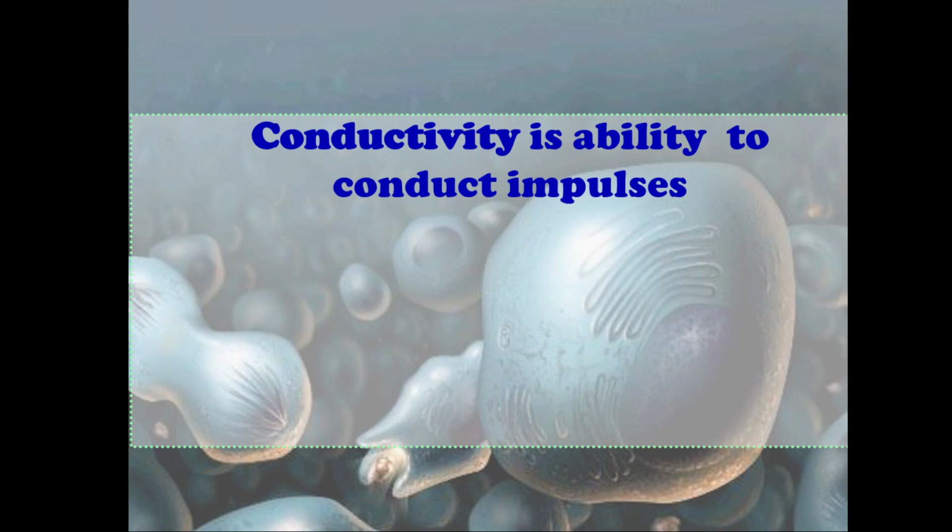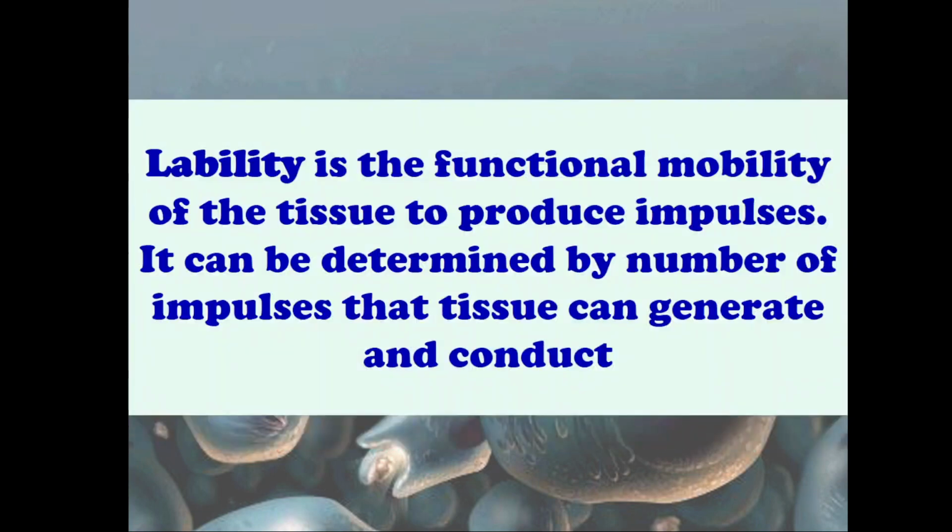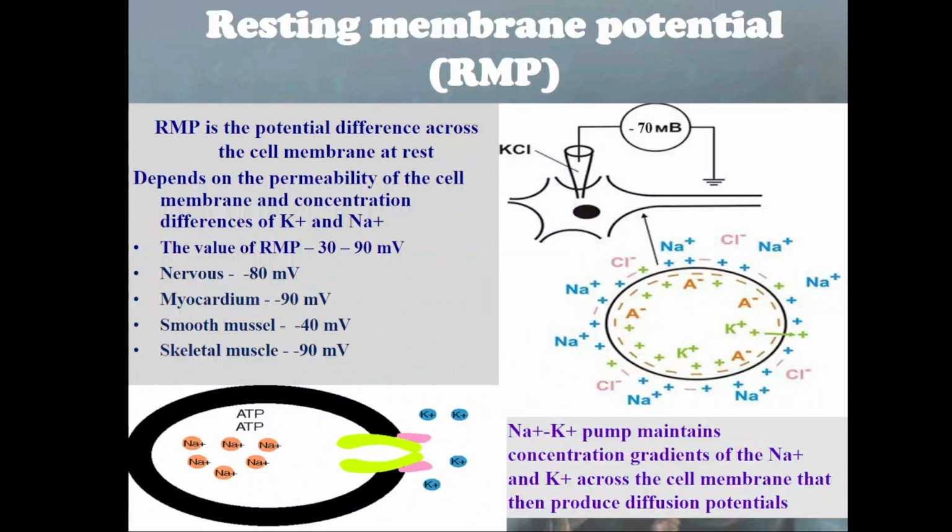So we have discussed the main characteristics of common and specific properties of excitable tissue, and now we should discuss what resting membrane potential is, the reasons and mechanisms of its maintenance. One more time, I should repeat that the abbreviation RMP means resting membrane potential. So resting membrane potential is the potential difference across the cell membrane at resting state. At rest means not excited. Physiological rest means not excited.